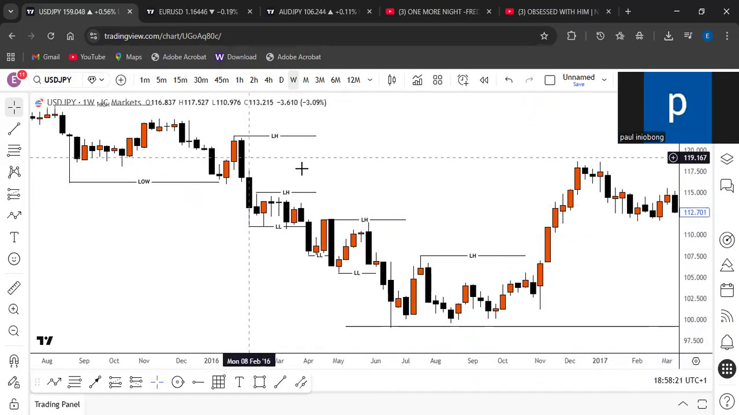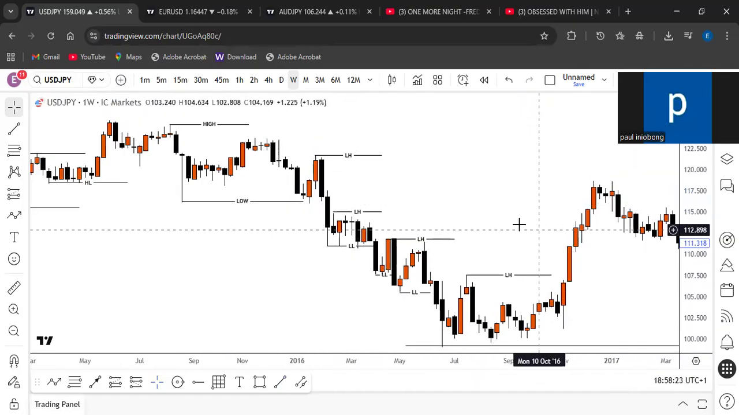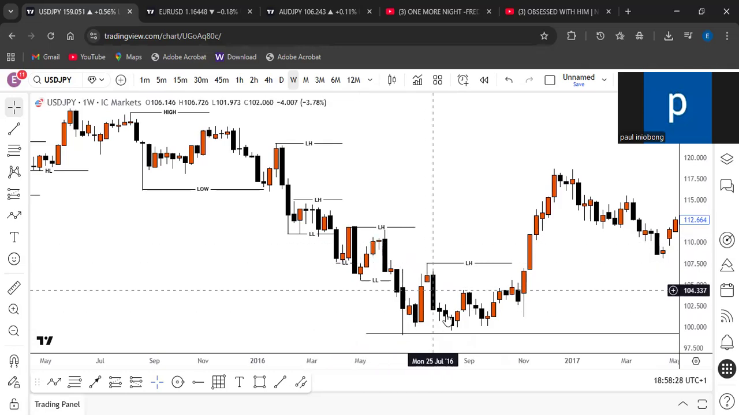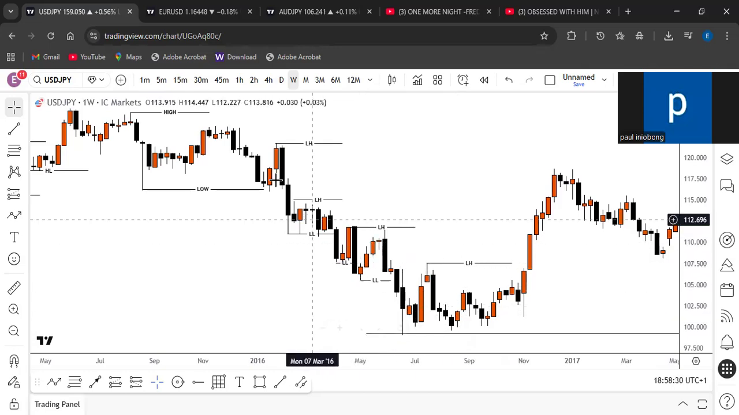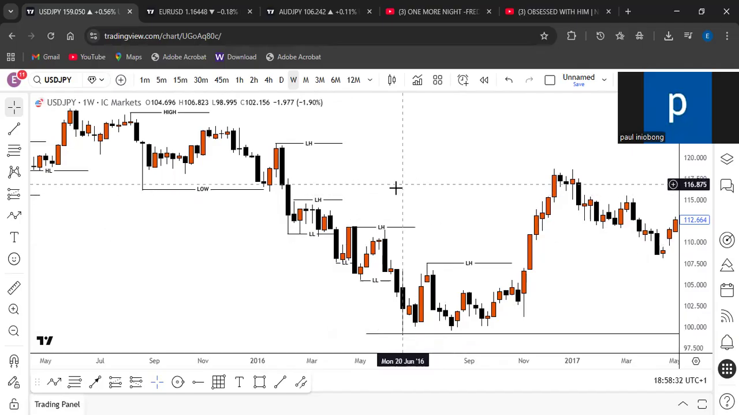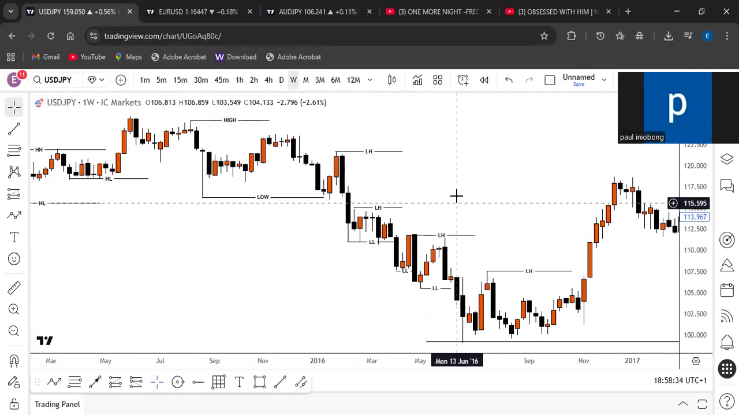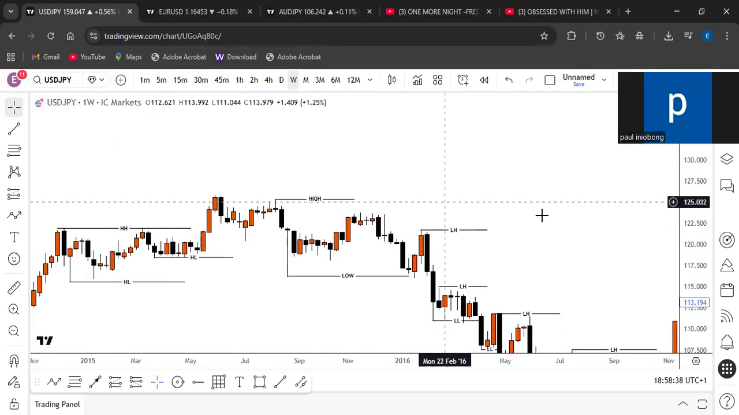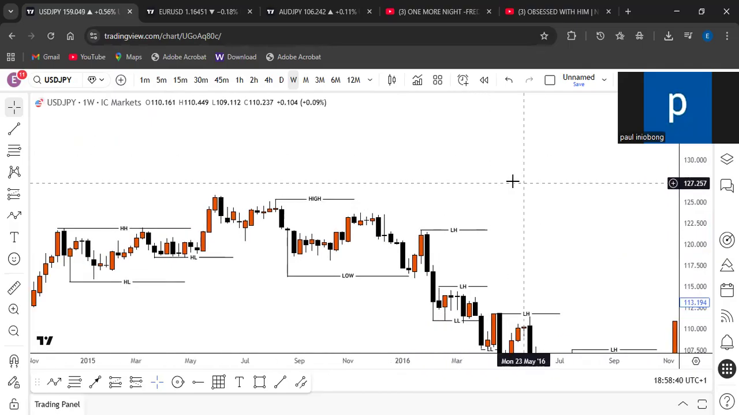So once you have these structural formations, it makes it easy for you to know that even when you have a pullback like this, the market will always have its way to respect the structure. You understand? Yes, sir.